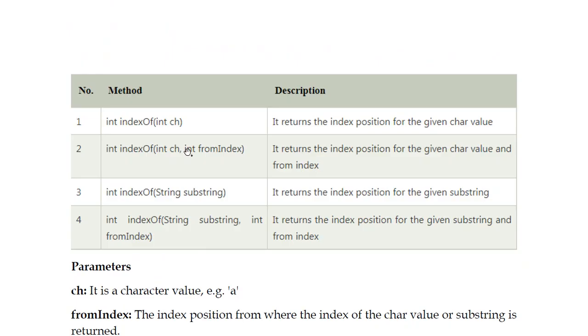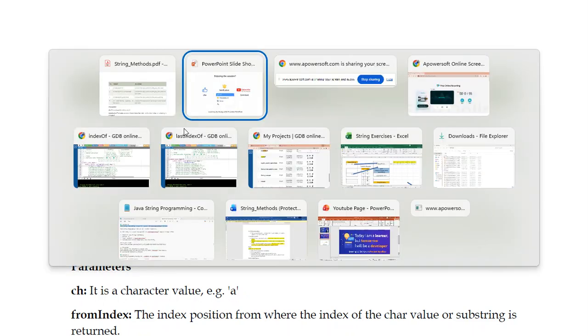All are overloaded. So for the first one, index of, you are giving only a character. It returns that particular character's index. Example, if I'm calling Arun, Arun has register number 1. Am I right? So Arun refers to register number 1, Bala refers to register number 2. Like that, we give one character and it returns that index number. We'll try.